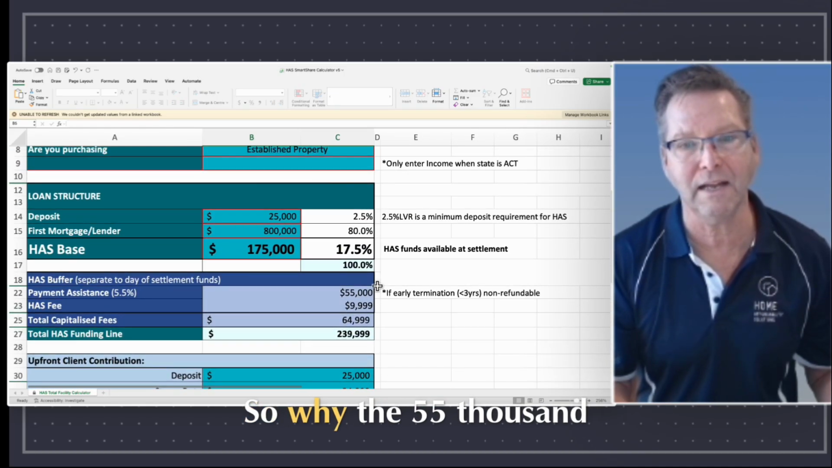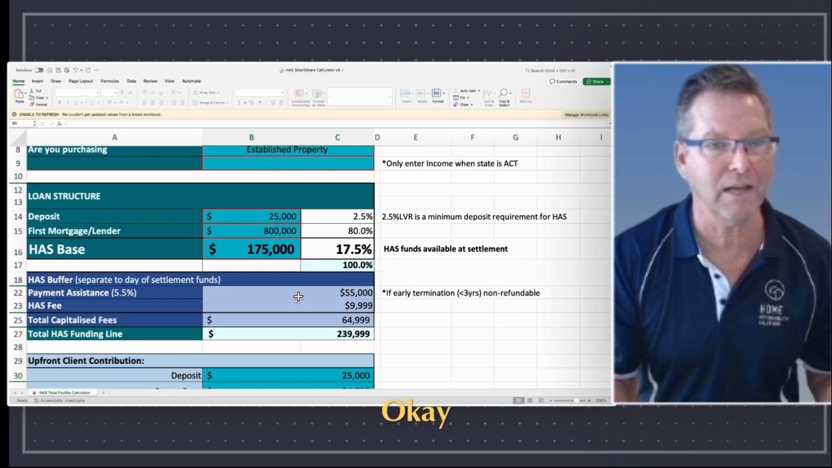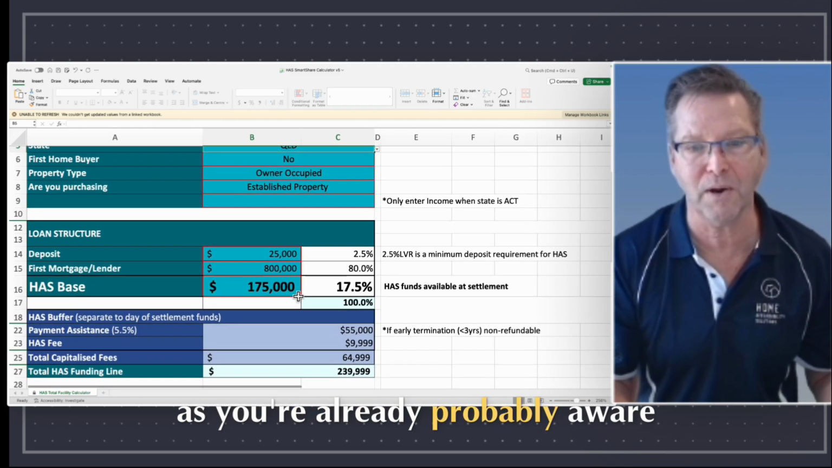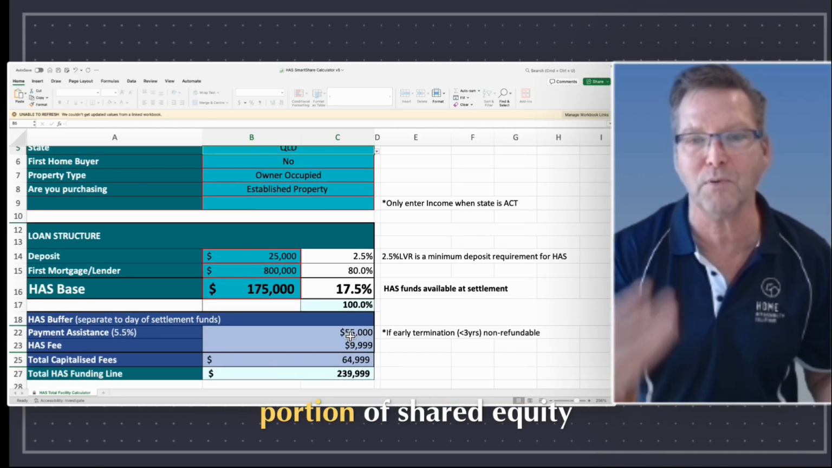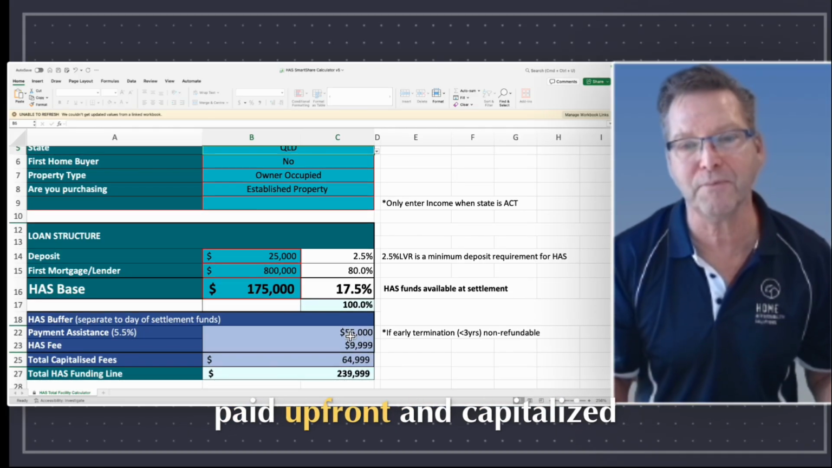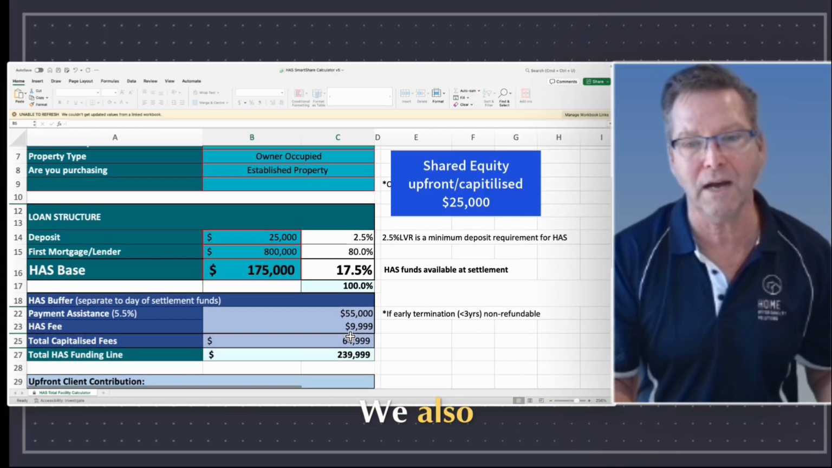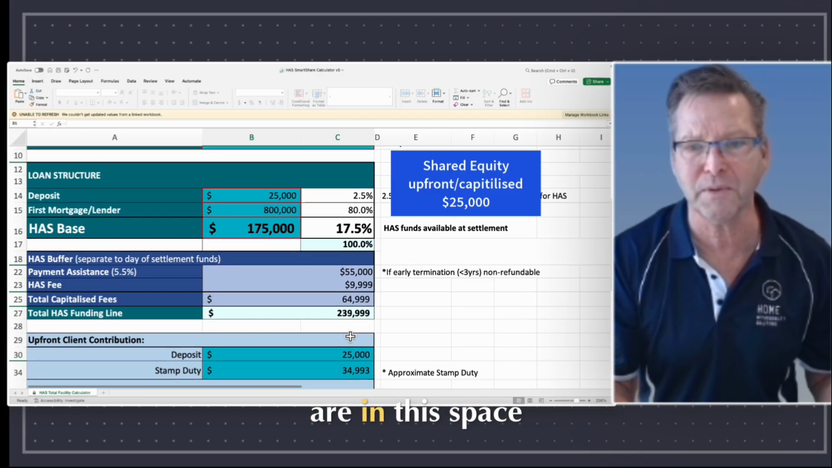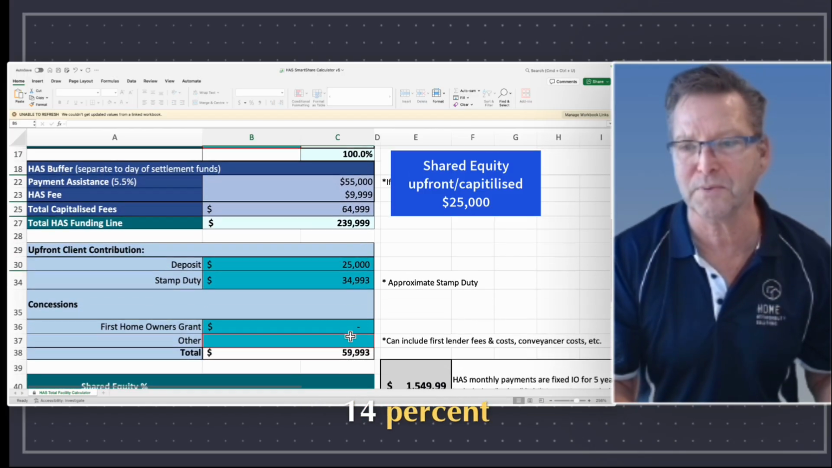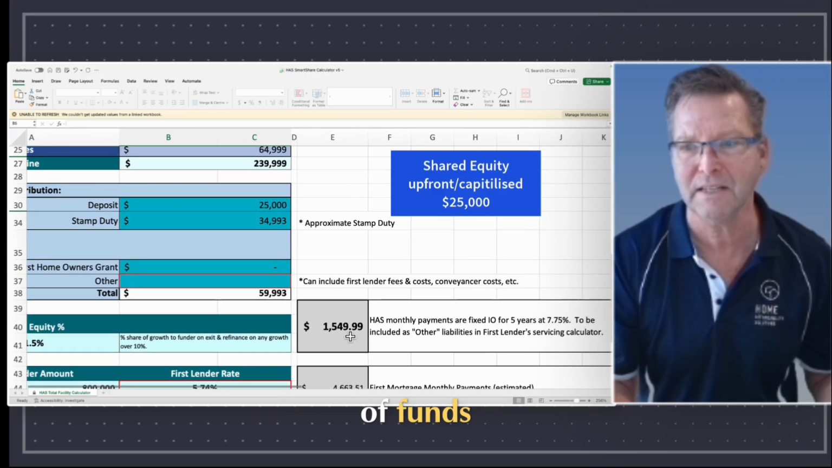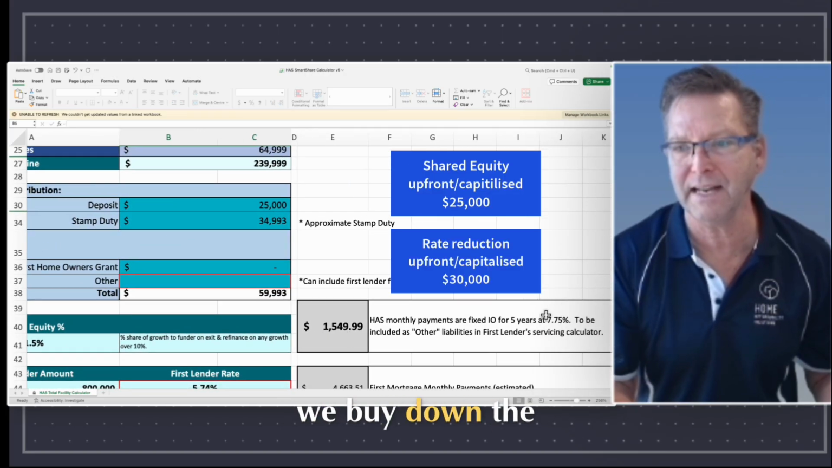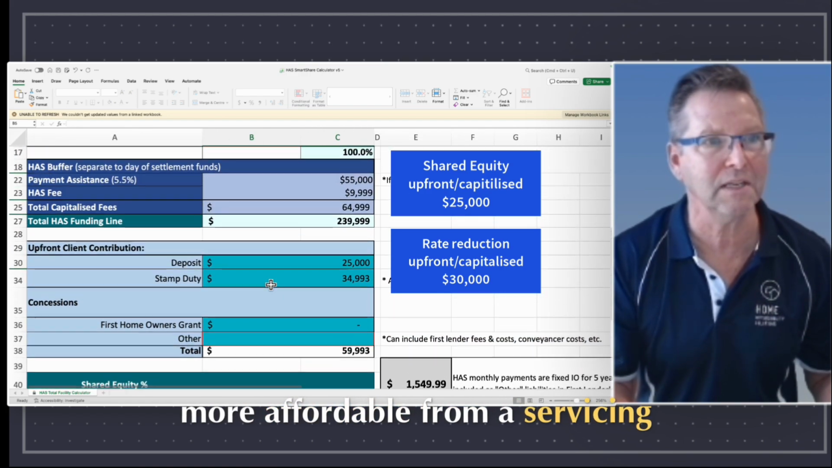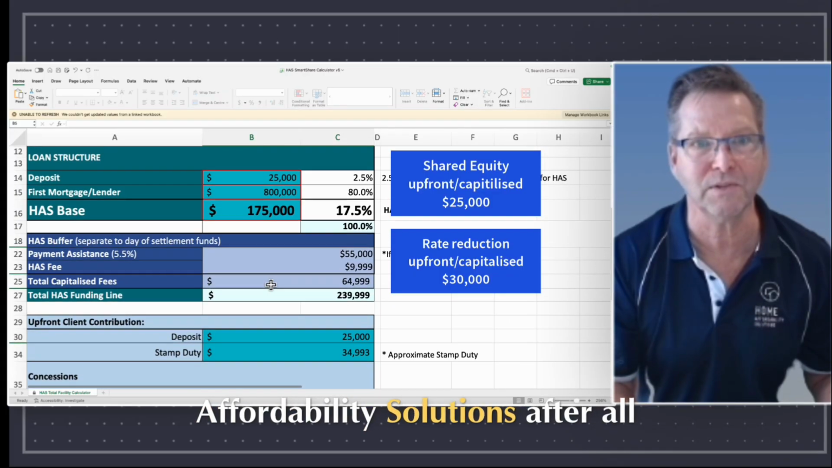So why the 55,000, and where does that come from? It is made up of two pieces. One, as you're already probably aware, we are a shared equity lender, so there is a portion of shared equity paid upfront and capitalized. We also have a cost of funds for this type of lending. Those of you who are in this space know it's about 12 to 14% to raise these types of funds. And what we do is we buy down the rate to 7.75 interest only to make it more affordable from a servicing capacity. We are the Home Affordability Solutions after all.